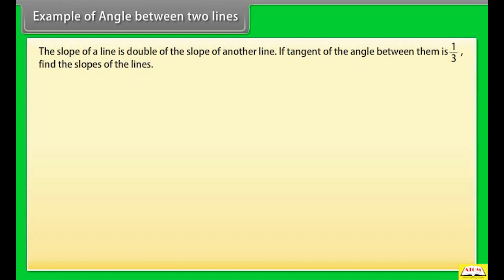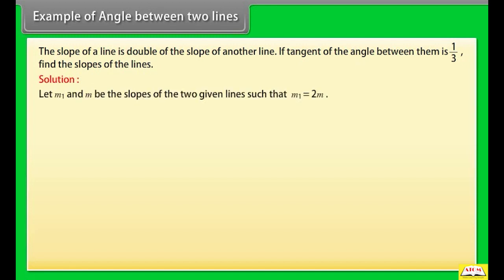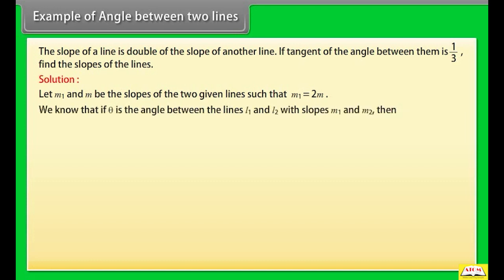Example of angle between two lines. The slope of a line is double the slope of another line. If the tangent of the angle between them is 1/3, find the slopes of the lines. Solution. Let m1 and m be the slopes of the two given lines such that m1 is equal to 2m. We know that if theta is the angle between the lines L1 and L2 with slopes m1 and m2, then tan theta is equal to the modulus of (m2 minus m1) divided by (1 plus m1 m2).